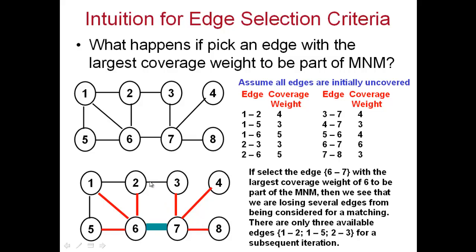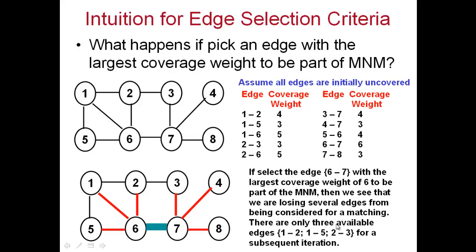That means we have only 3 more edges in this graph to consider as candidates to be picked for the set of maximal node matching. And that itself reduces the chances of maximizing the number of edges we pick up for this set. So that's why picking the edge with the largest coverage weight is really a poor choice.